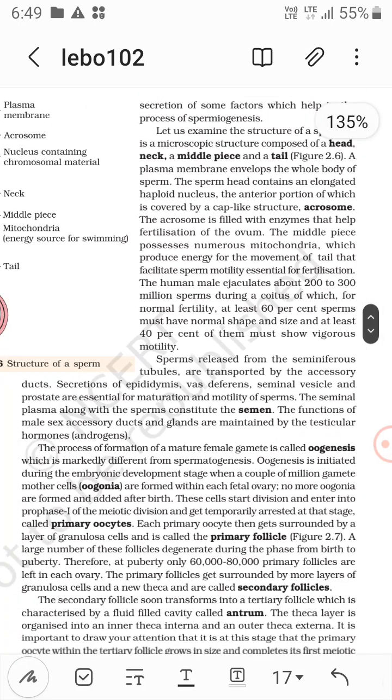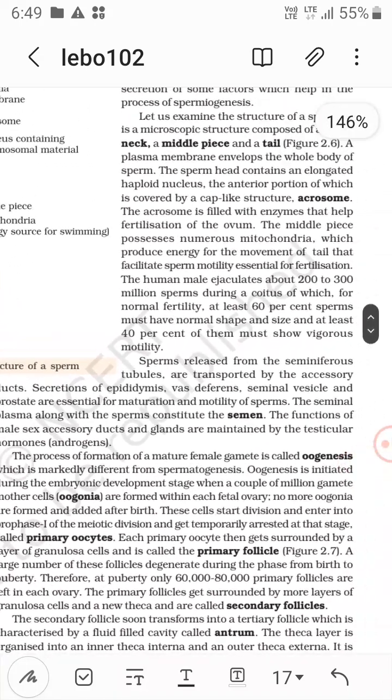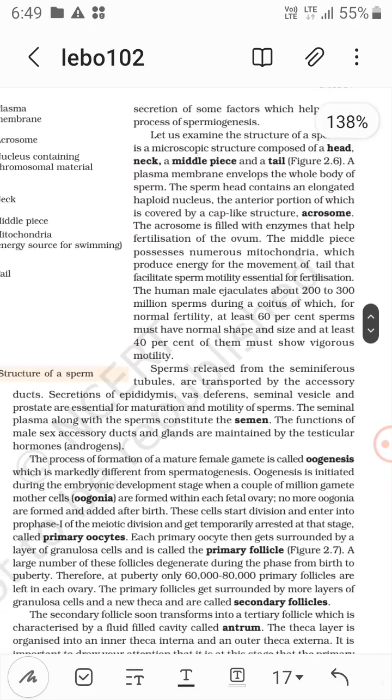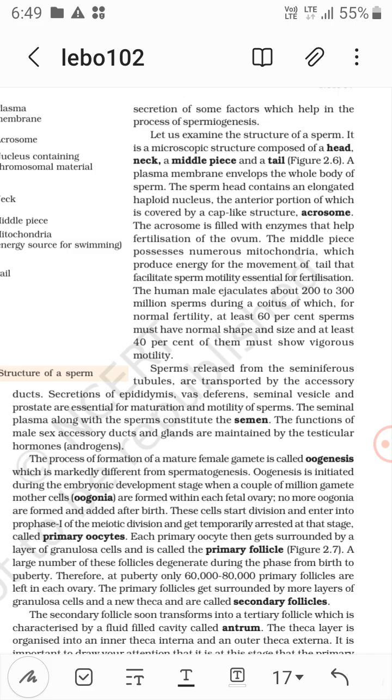So that's all. The sperm released from the seminiferous tubules are transported by the accessory ducts. All these are the male sex accessory ducts. The secretions of the epididymis, vas deferens, seminal vesicle and prostate are essential for the maturation and motility of the sperm. Now this is important: the seminal plasma along with the sperm constitutes the semen. Now from where does this seminal plasma come from?